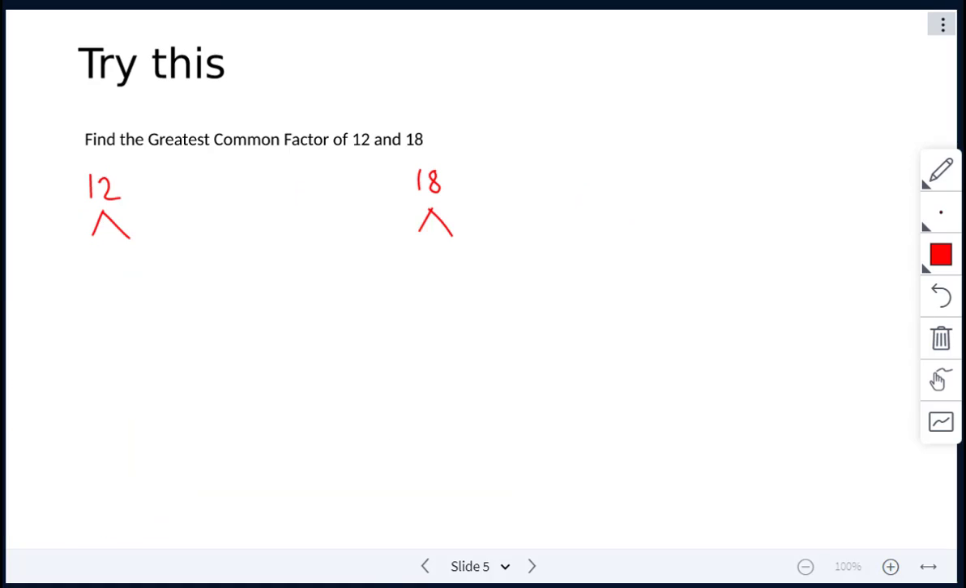All right, so we're going to use a factor tree to prime factorize 12. So I can use 3 and 4. 3 times 4 gives me 12. And then 2 and 2, like that. So for 12, it is 2 times 2 times 3. And then for 18, I'm going to use 3 times 6, which gives me 18, and then 2 times 3.